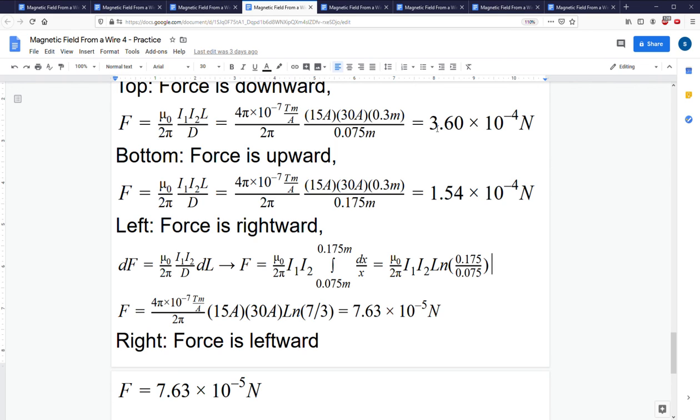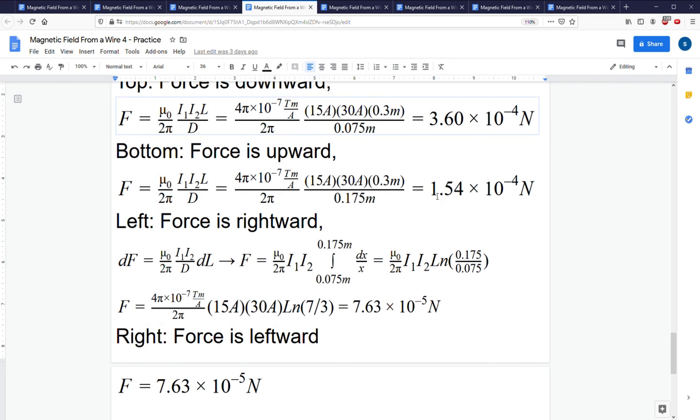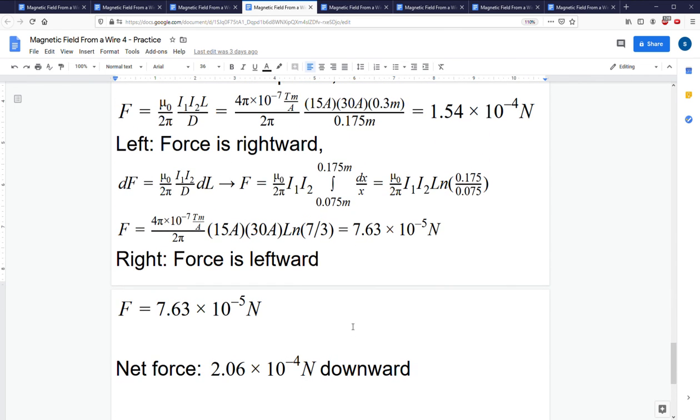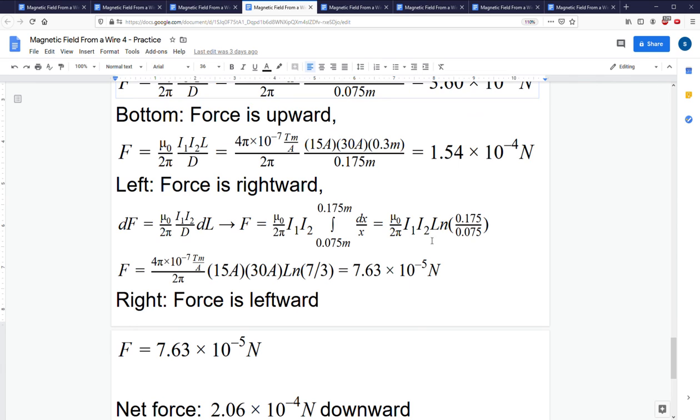Again, the force on the top segment was 3.6 times 10 to the negative fourth newtons downward. On the bottom segment, it was 1.54 times 10 to the negative fourth newtons upward. That gives a net force of 2.06 times 10 to the negative fourth newtons directed downward.